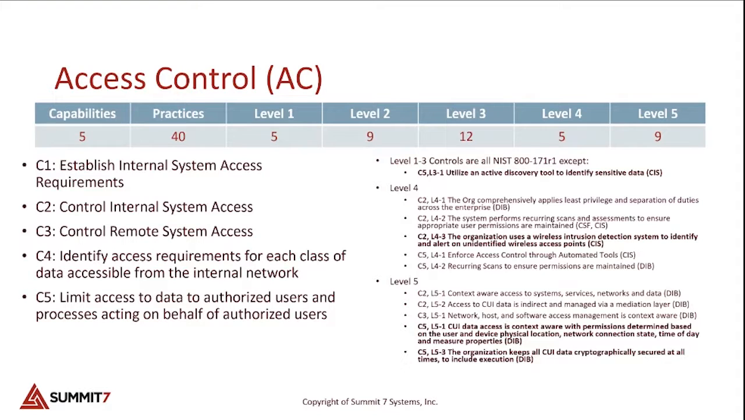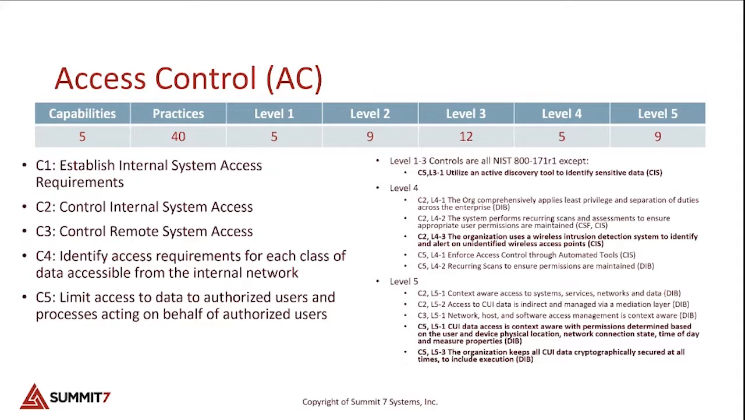On the left-hand side of the screen, I list out the specific capabilities, and on the right-hand side, I list out specific practices. I've bolded some practices that we're probably going to reference or talk about as we go through the slide. So with that orientation, let's jump into access control. There are 5 capabilities in access control. There's not a lot of change from NIST 800-171 to the CMMC for access control for level 3 and lower.